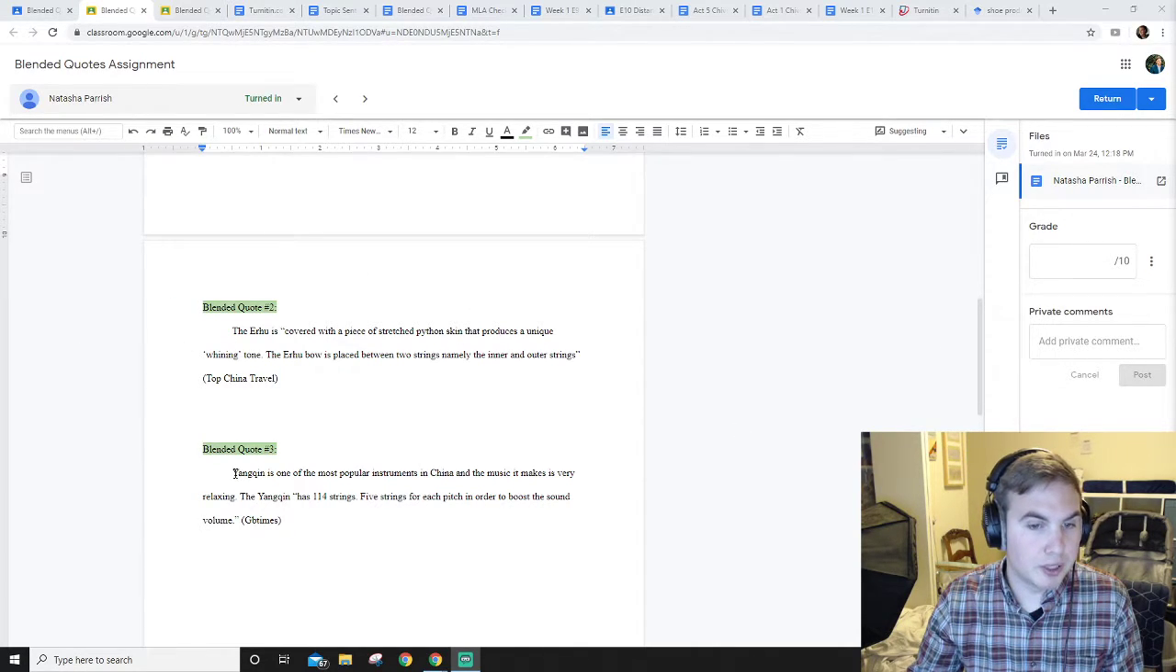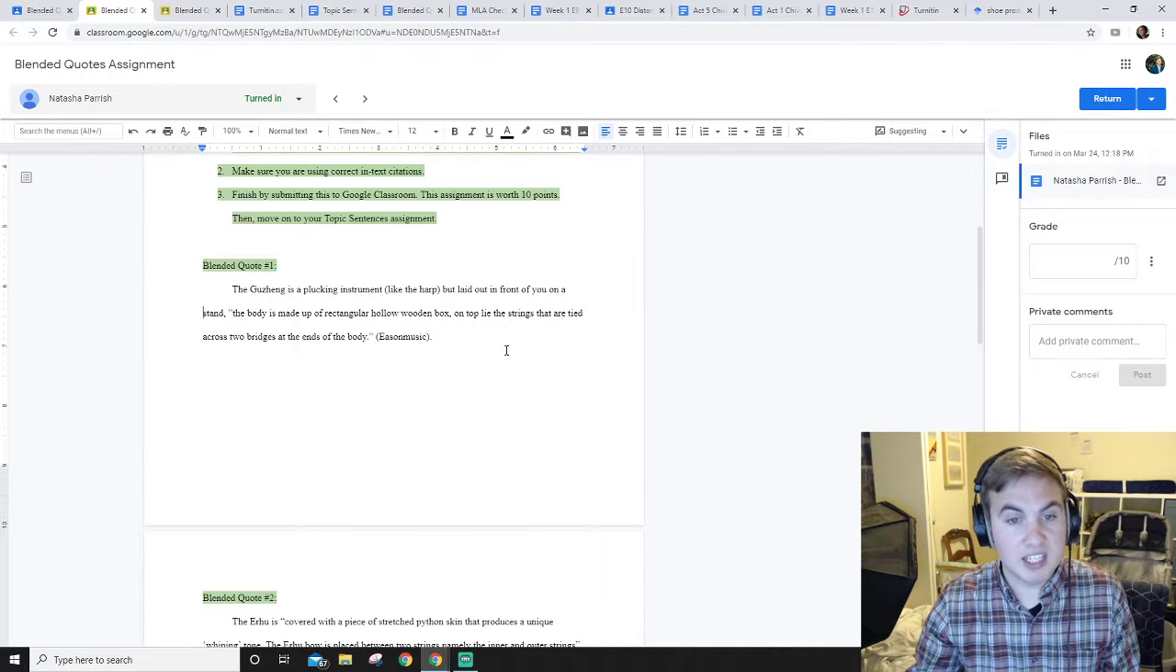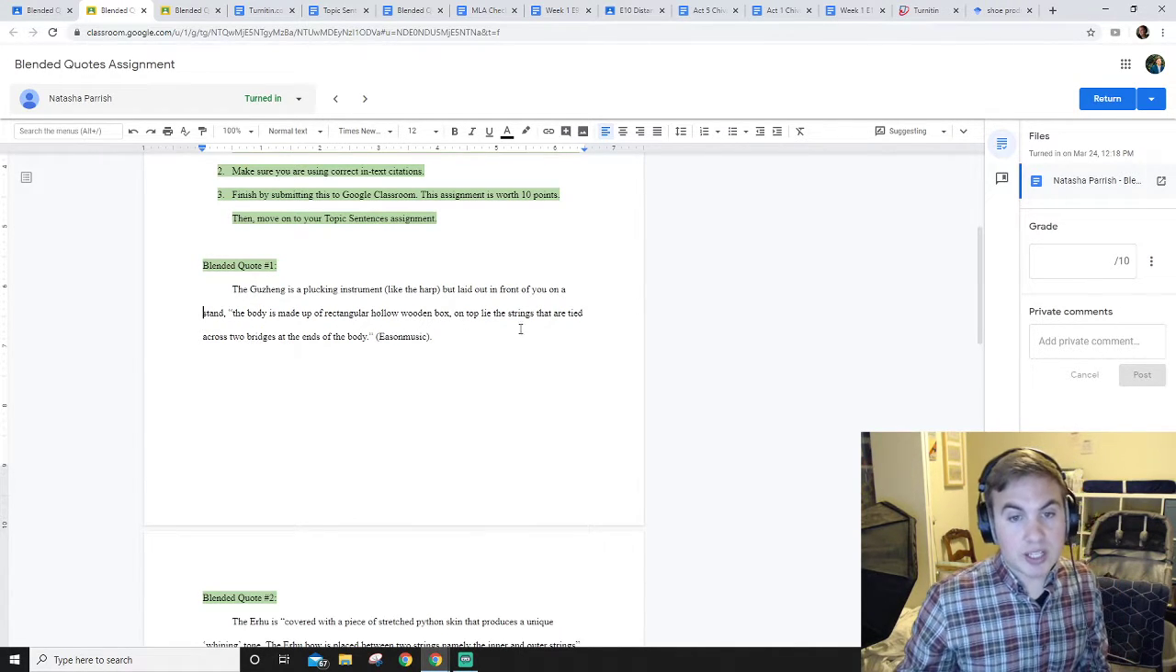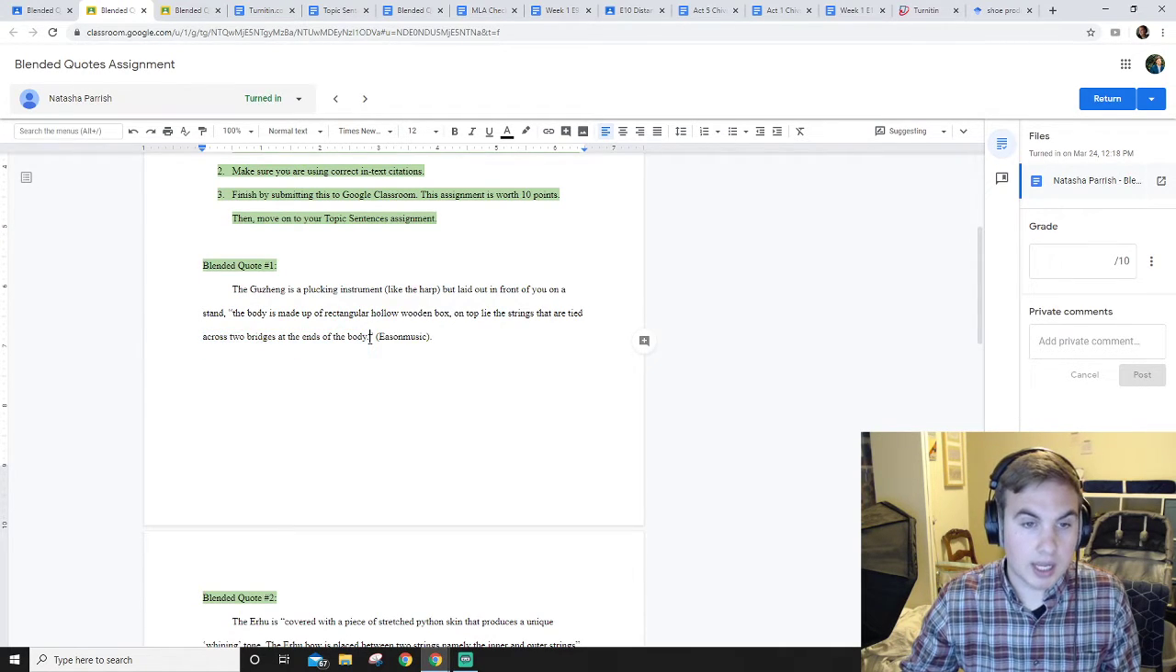So here you would put, let's look at blended quote 1. The guzheng is a plucking instrument like the harp, but laid out in front of you on a stand. Quote, the body is made up of rectangular hollow wooden box. On top lie the strings that are tied across 2 bridges at the ends of the body. End quote, parentheses, Eastern music, parentheses, period.